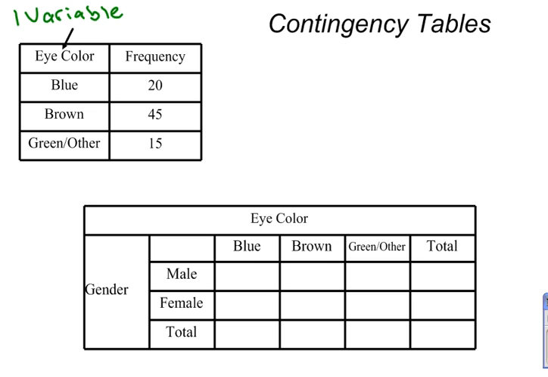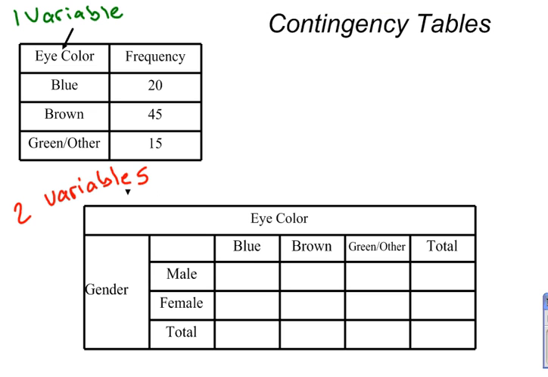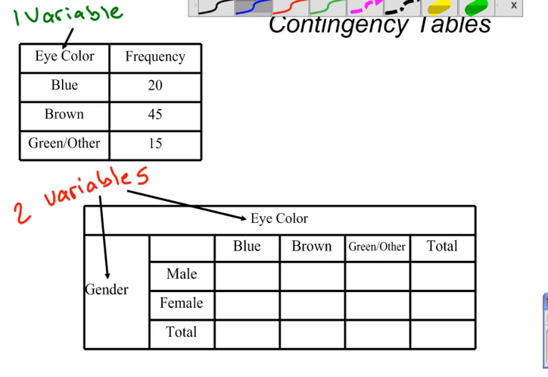But what if we wanted to compare more than one variable? Like in this case, I'm going to look at two variables. I'm still going to consider eye color, but now I want to look also at the gender of the people that I surveyed. So if I break this table down into eye color and gender both, I am creating a contingency table because each variable is contingent on the other variable. Thus the name contingency table.